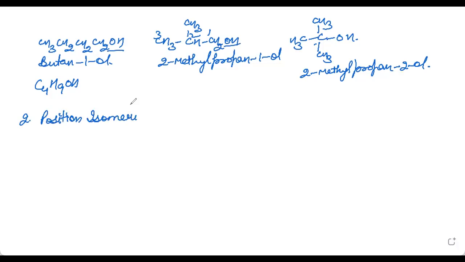Position isomerism. Now here in this case, the molecules, two or three of them, will be showing position isomerism. They will have the same molecular formula. They will have the same functional group, but they will differ in the position of the functional group. Okay, so it can be a functional group, it can be a carbon-carbon multiple bond, or it can also be a substituent.